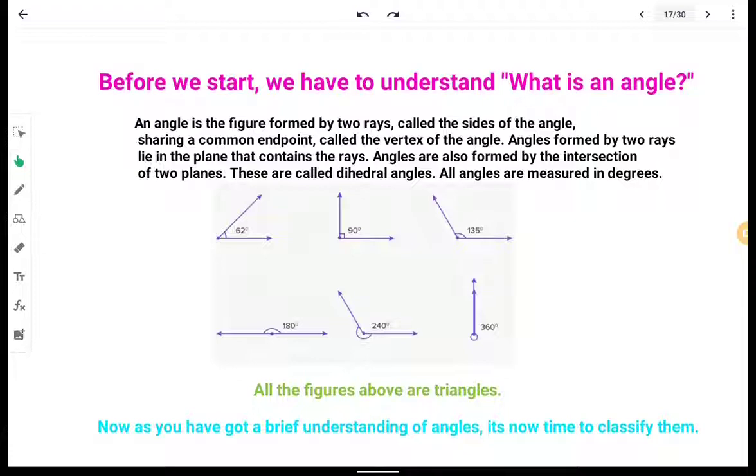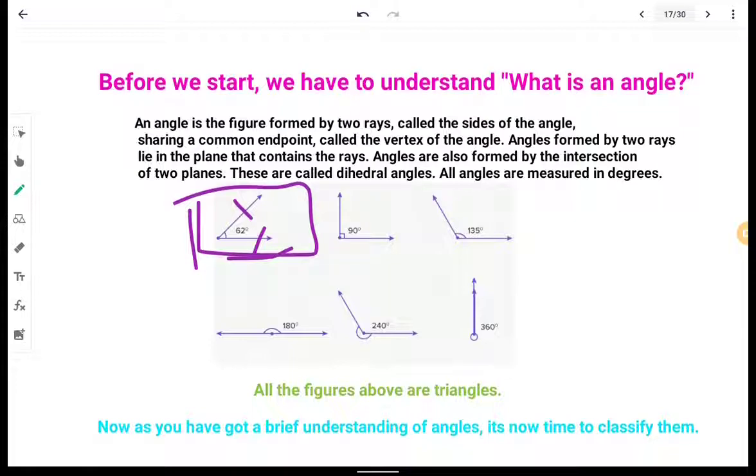Because suppose, as you can see, this one is an angle, right? The arms or the rays are lying on this plane, this screen. This is the plane, and the angle is also in this plane only. The angle is not in any other plane, right? Obviously. So this is what they are trying to say.